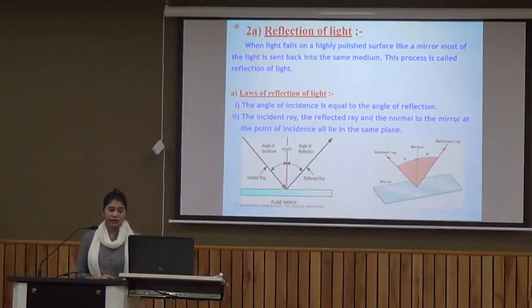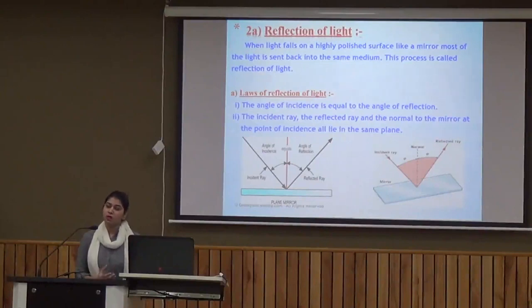Here, light is falling on a plane mirror, as we all can see. The light which is falling on the plane mirror is the incident ray. And when it hits the plane mirror, it changes its direction, and that is known as the reflected ray. Now, in between we have drawn a normal.